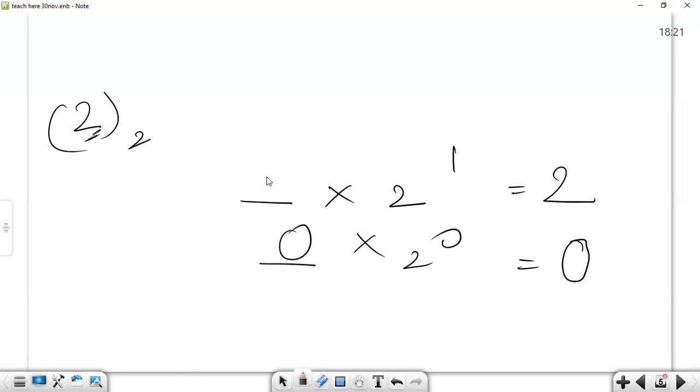If 2 gets multiplied by 2, what will be the answer? 2 into 2 means it's 4. But it's 2 raised to power 1, so 1. Yes, 1. My point is the places should be filled by only 1 and 0, so that we can get our answer.